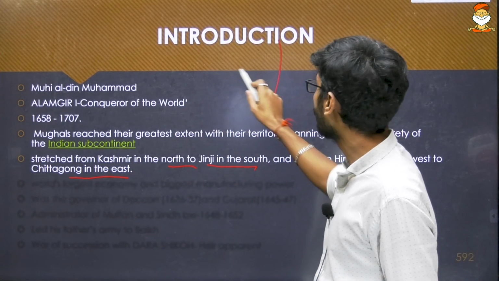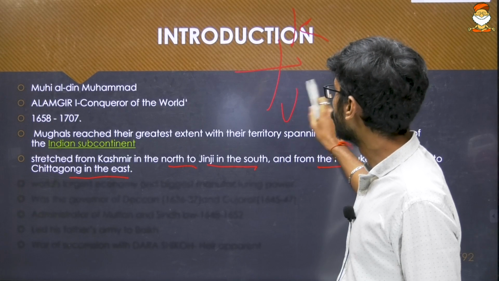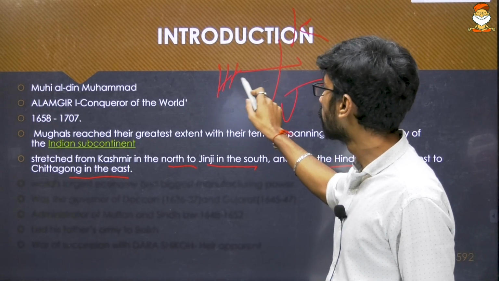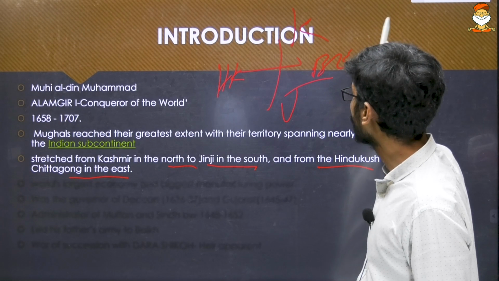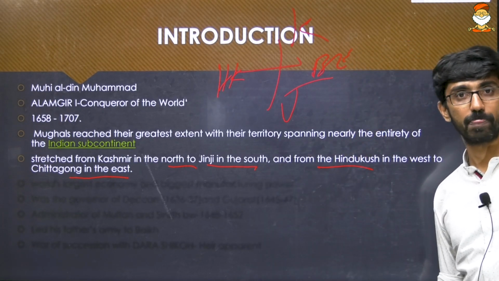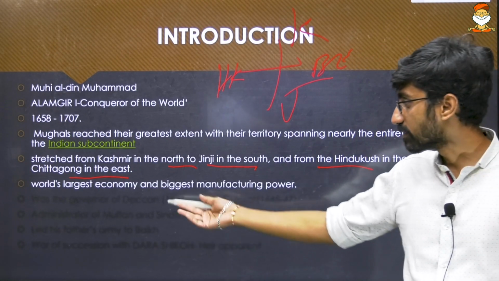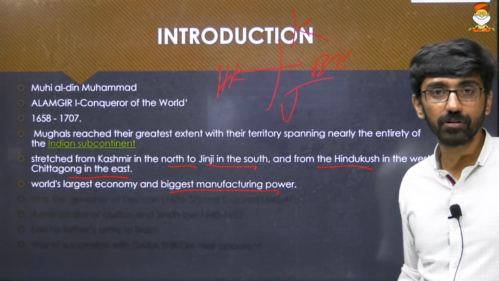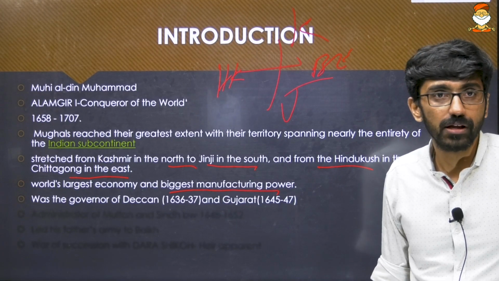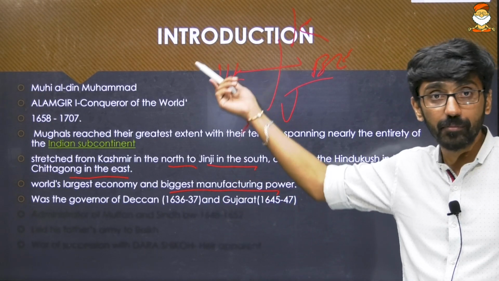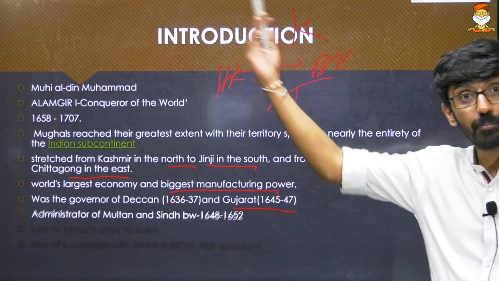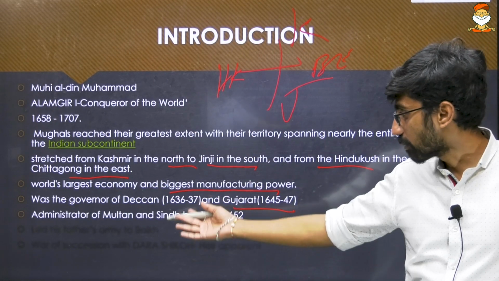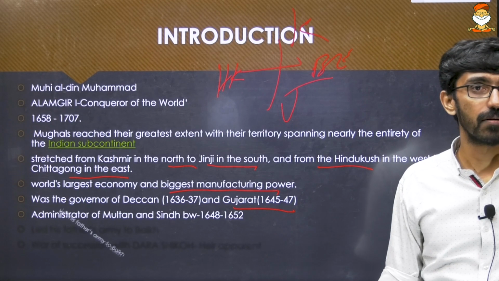So that is the entire extension, Kashmir to Jinji and the Hindu Kush mountains to, we can talk about Assam, or we can say Bengal, today Bangladesh. Then again, India became the world's largest economy and biggest manufacturing power during that point of time. And second, he was the governor of Deccan before becoming the king, 1636-47, and of Gujarat in 1645-46. He led the Balkh campaign also. Administrator of Multan and Sindh, 48-57.